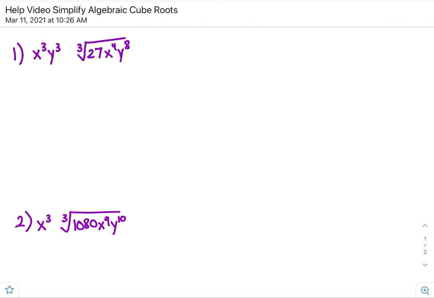Help video: simplify algebraic cube roots. Alright, so here you guys, we're simplifying cube roots now. So find your groups of threes. So first, let's simplify our number on the inside of the root.